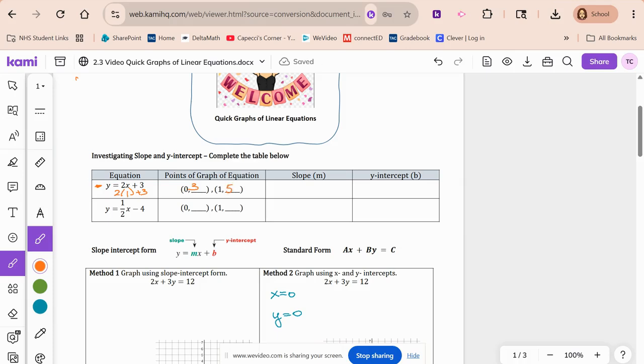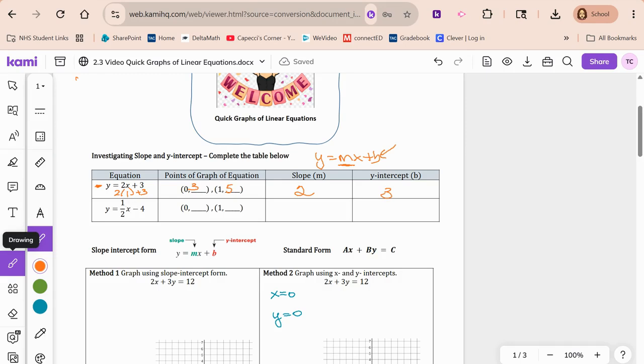Okay, so my slope of the line is, remember, y is equal to mx plus b. So my slope is that first value in front of my x, so my slope is 2. My y-intercept is that b value, so that's going to be 3. Okay, and let's take a look.